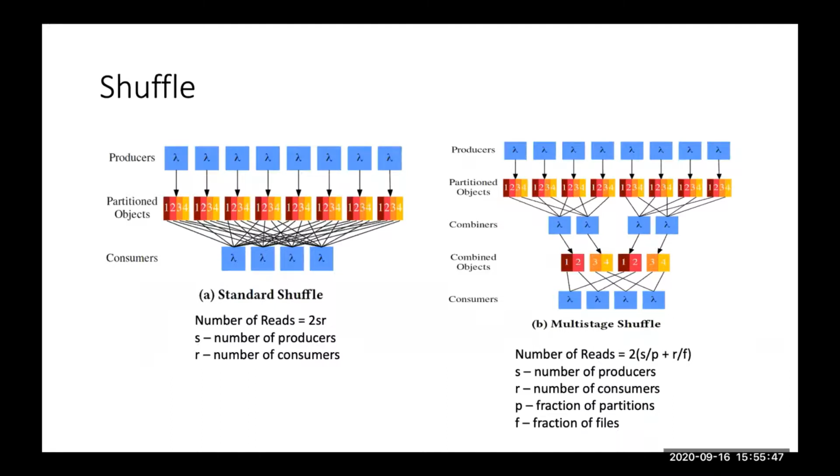And by doing this, they reduce the number of reads from a product to basically a sum. So now it is S divided by P plus R divided by F, where P and F are fractions. So each producer's reads decrease now by the number of partitions that you are able to do with the combiners. And then for each consumer, they only have to read a fraction of files produced by the combiner worker in the layer above.